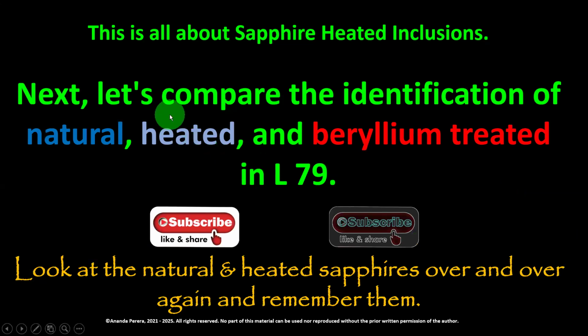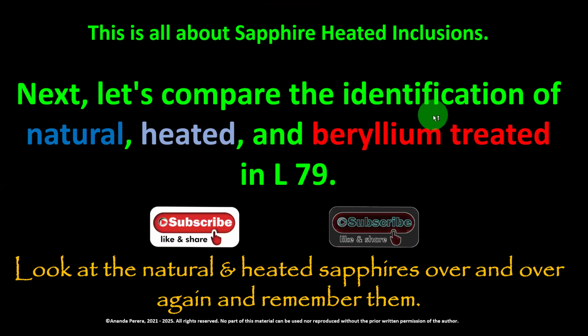Next is from the next lesson, L79. We are comparing the identification of natural, heated, and beryllium treated stones from the next lesson. It is lesson number 79.